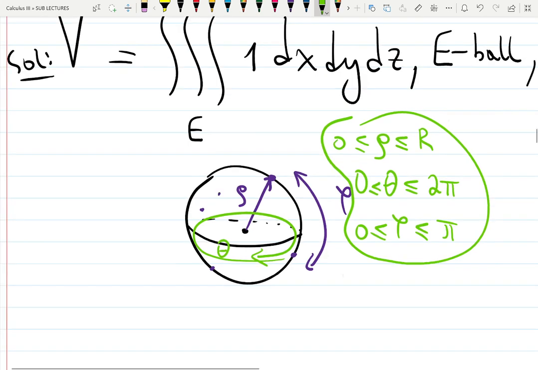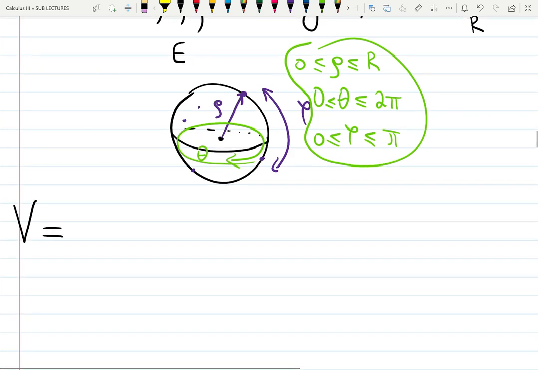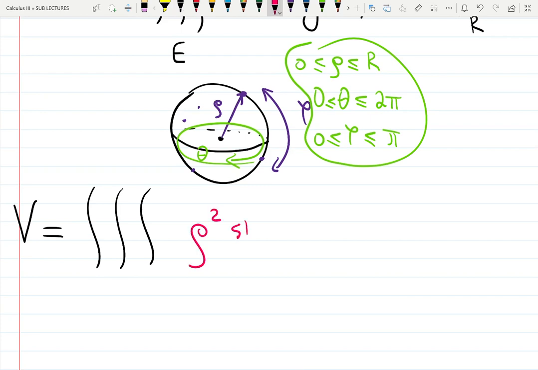So the formula will be this: volume equals integral over E of F. Well, actually, let's start writing it down. That's easier. Integral. Right away, write down the formula while you still remember it, which is rho squared sine phi, and then we're going to have d rho, d theta, d phi.